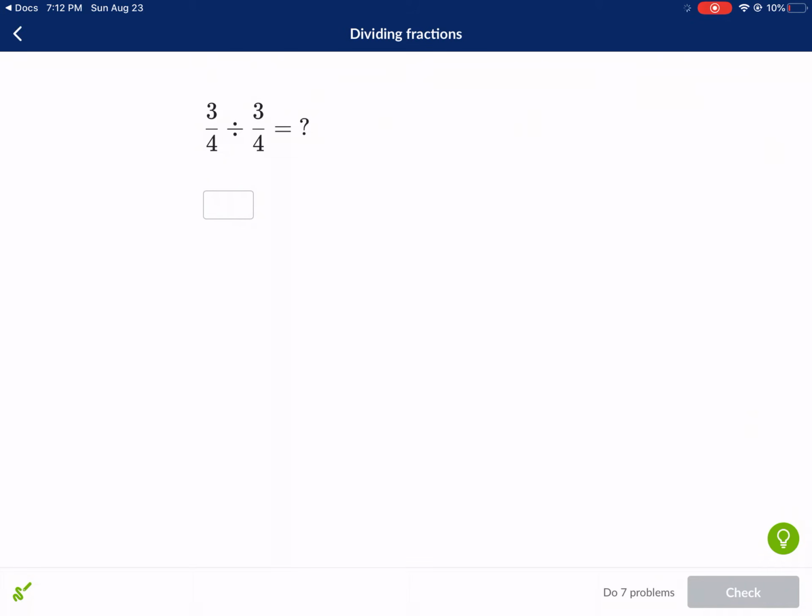Today we're going to be dividing fractions. A lot of people don't like dividing, a lot of people don't like fractions, but when you do dividing fractions, it's really not that bad. So the first thing we need to understand is what is division.